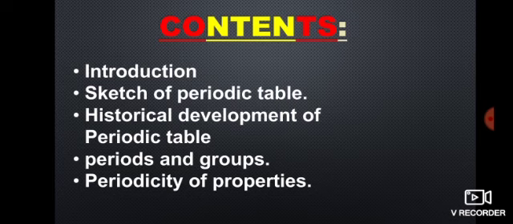So in the introduction I will tell you why the periodic table was developed. It was developed because the number of discovered elements was increasing day by day. So the scientists decided to place them in a proper periodic table form, and to locate each and every element in a proper position to study their properties easily.